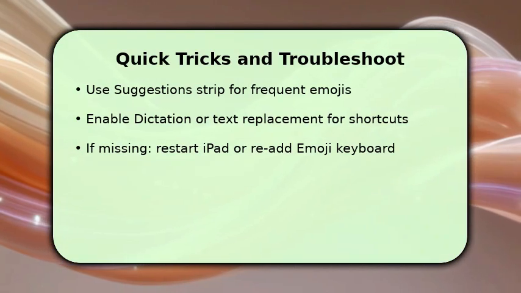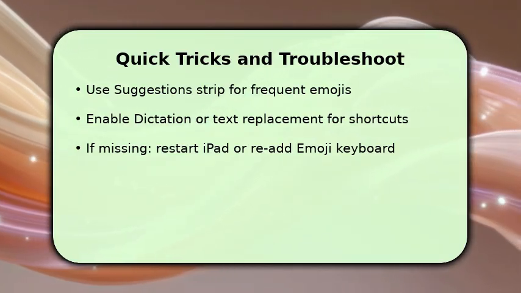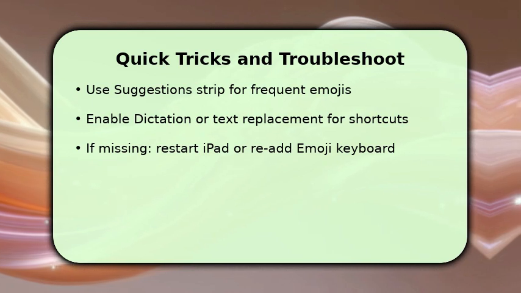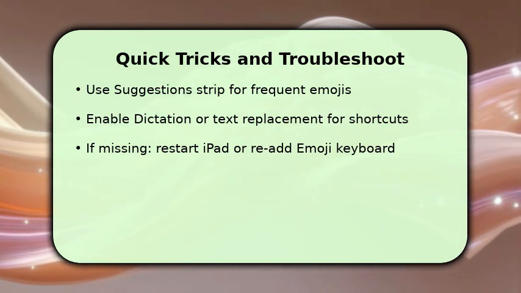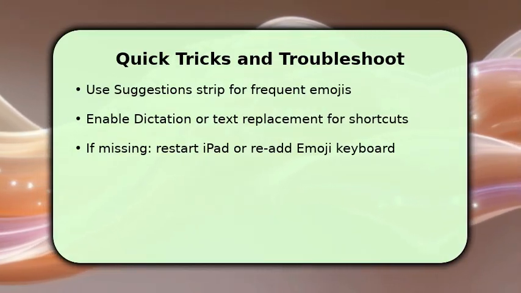Finish by using quick tricks and a single troubleshooting tip. You can tap suggested emoji in the prediction bar for speed or set text replacements for common emoji sequences to type shortcuts. Enable dictation if you prefer speaking and then inserting emojis manually.